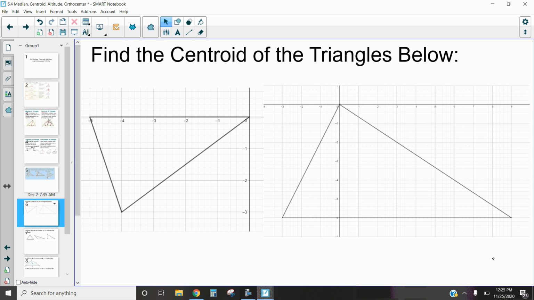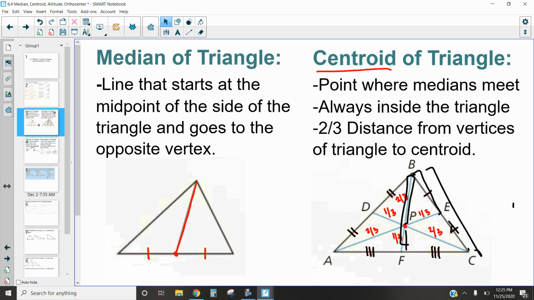Hi, this is Mrs. Kidman, and in this video, we're going to be discussing how we can find the centroid of a triangle when it's given to us on a coordinate grid. So let's review, what is the centroid of a triangle? Well, the centroid of a triangle is the point where all the medians meet.